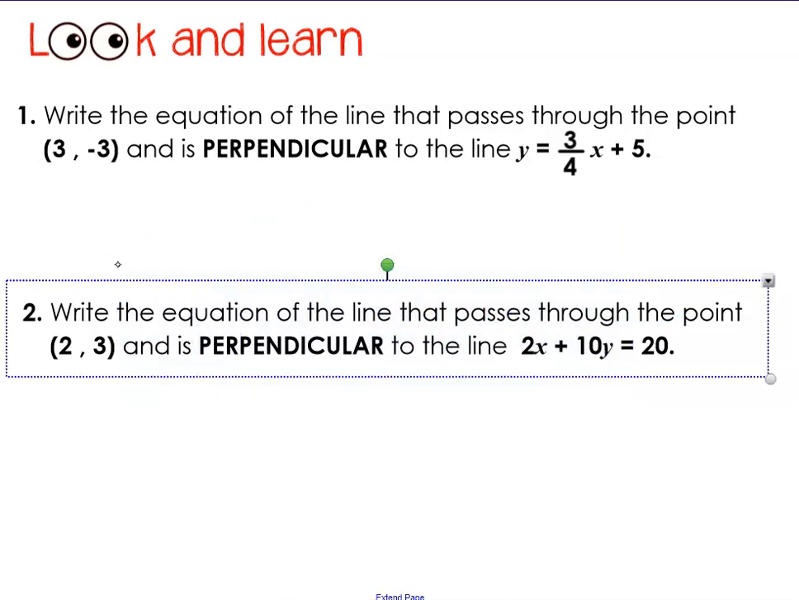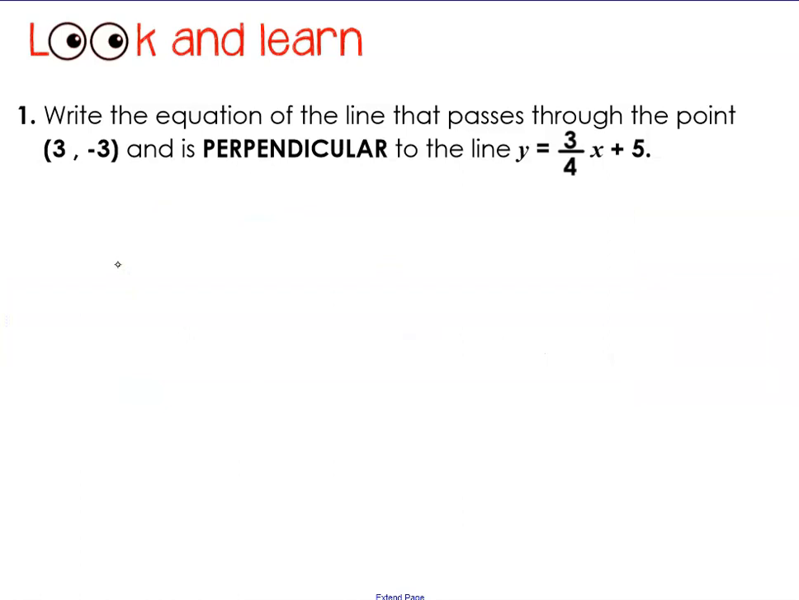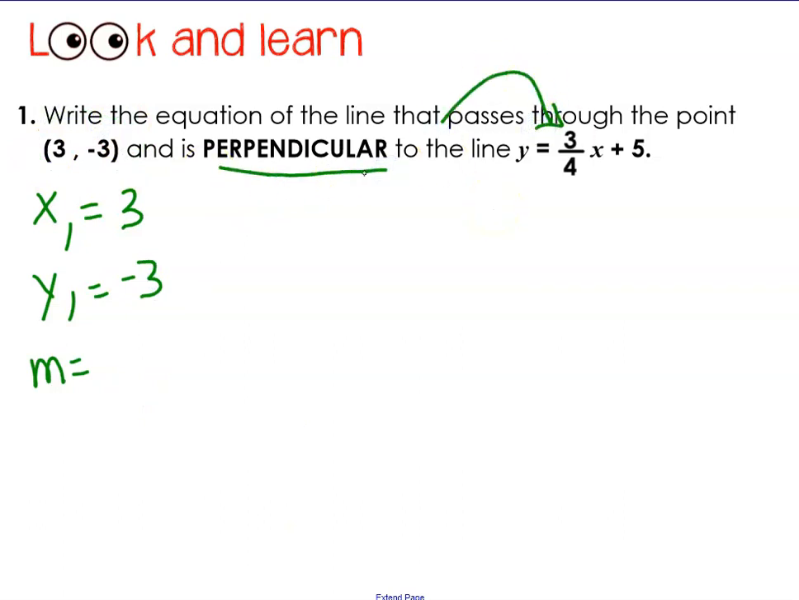All right, let's make some room and get started with example number 1. So first things first, let's take some notes. These are the important pieces of information we need for our point slope formula. Now, the x and y points are pretty obvious, and so is the slope. But if I want a perpendicular slope, I have to change the sign and flip the fraction, right? Opposite reciprocals.